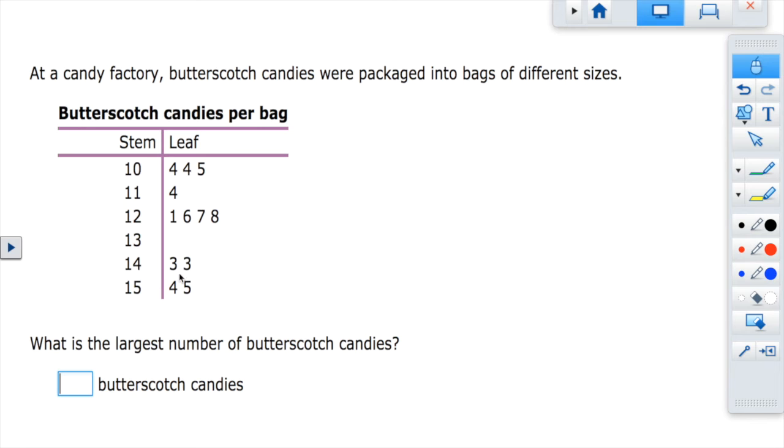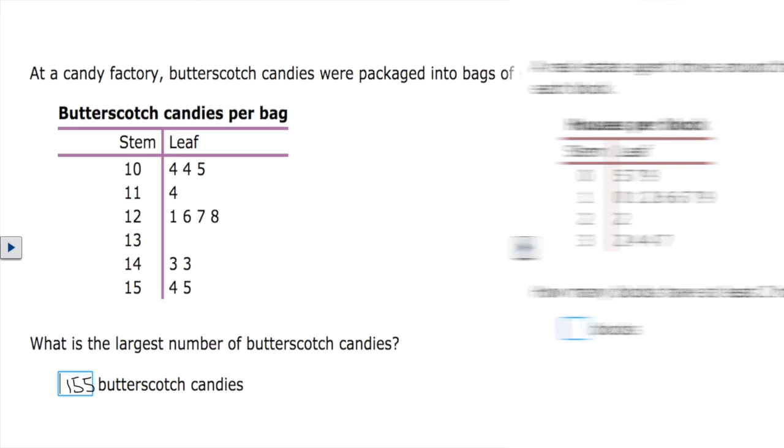That would be more than any other number in this stem and leaf plot, because even the next one up, this is 143, and that's 143. You have that twice. So the largest number of butterscotch candies is 155 in this stem and leaf plot.